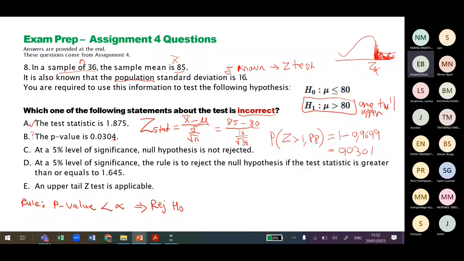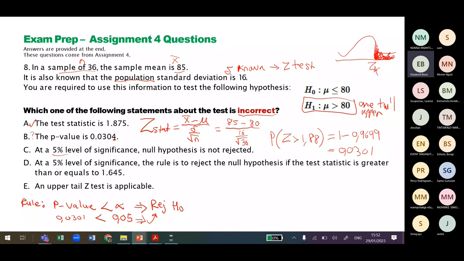What is our p-value? Our p-value is 0.0301. And our alpha, they told us that it is 5%, which means, I should not put the sign first, must put my value 0.05. So looking at the two values, I will say the p-value is less than 0.05. Therefore, we're going to reject the null hypothesis. That is the statement that we should be making.